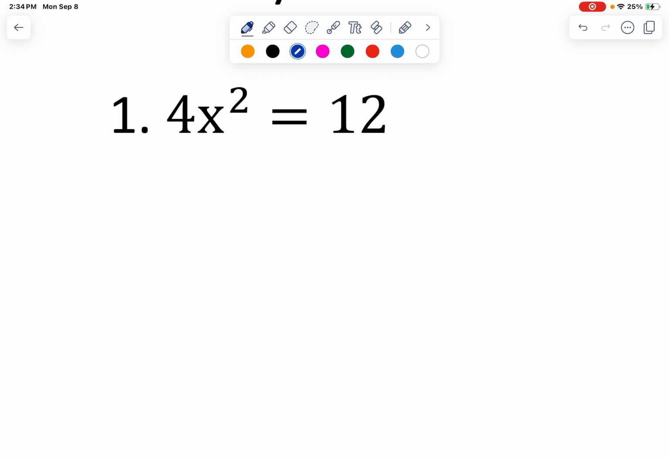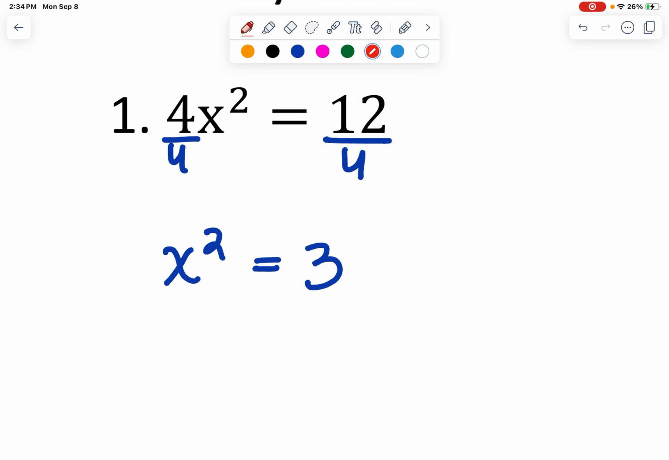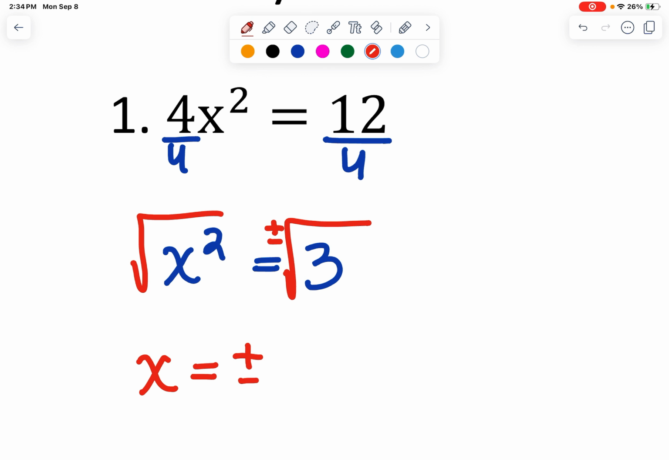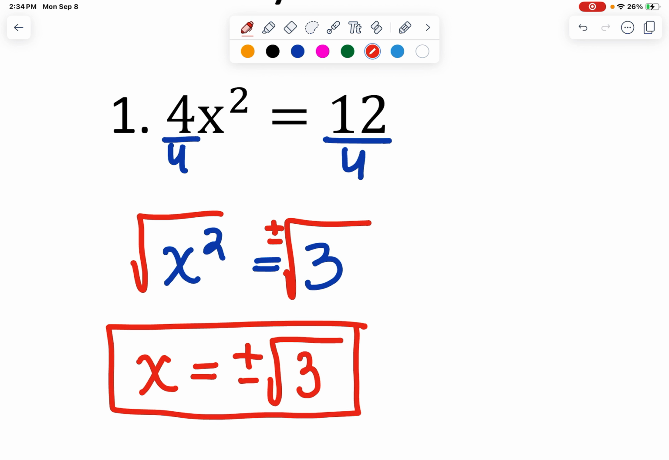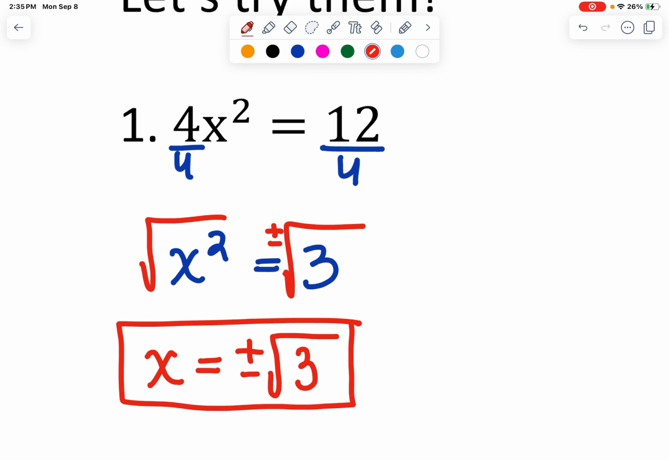I can't square root yet because I want to square root this, all right? So first, divide both sides by 4. We have x squared is equal to 3, and now we can solve by square rooting, okay? So square root to solve. You have x equals, and then don't forget to account for both the positive and negative solution that work when you plug them back in. So positive root 3 and negative root 3.